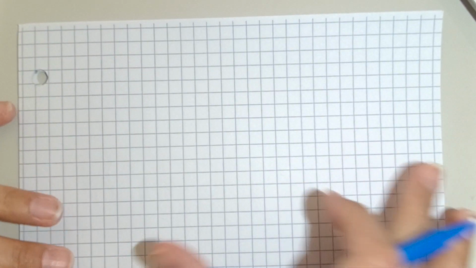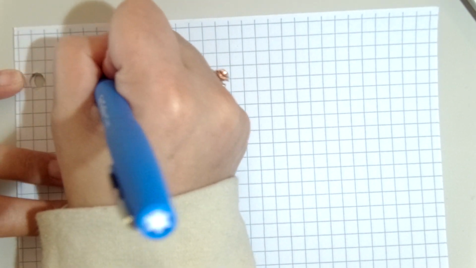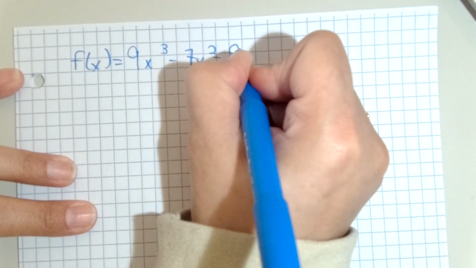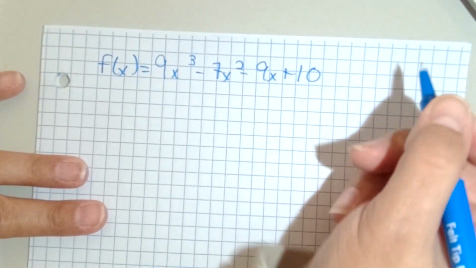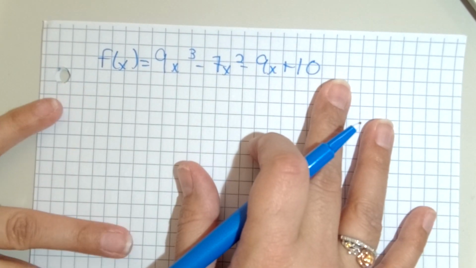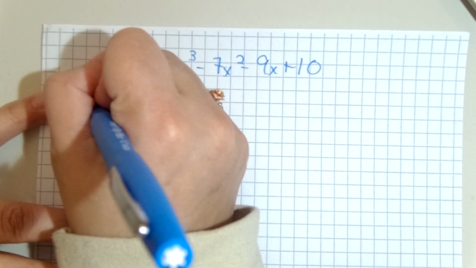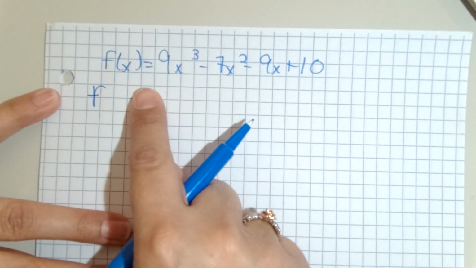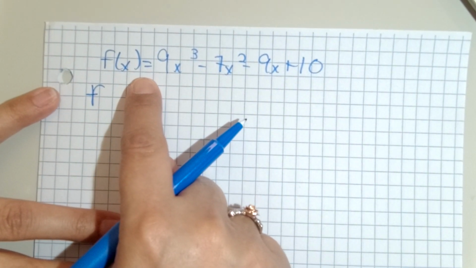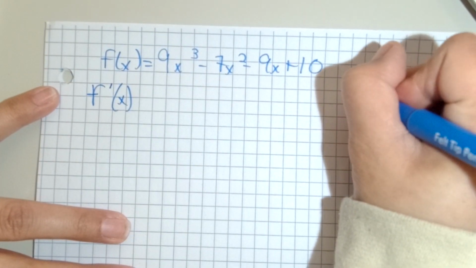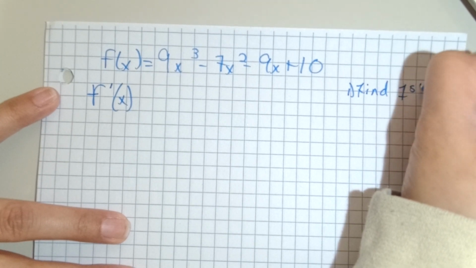All right, let's look at example 1. Example 1 says find the second and third derivative. So we have f of x is equal to 9x cubed minus 7x squared minus 9x plus 10. So this is just our function. We need to find the second and third derivative. Before we find the second derivative, we need to find the first derivative. So find the first derivative.